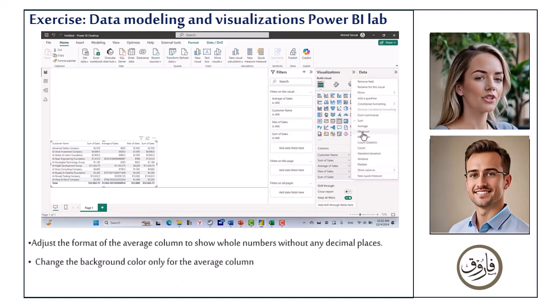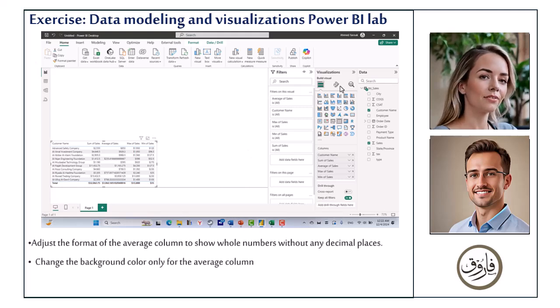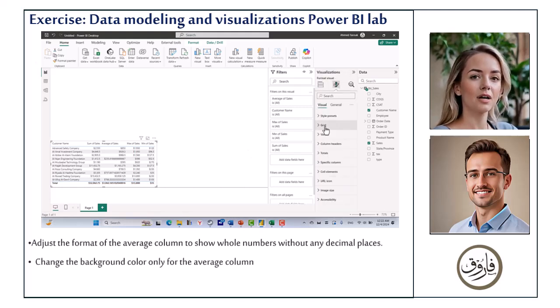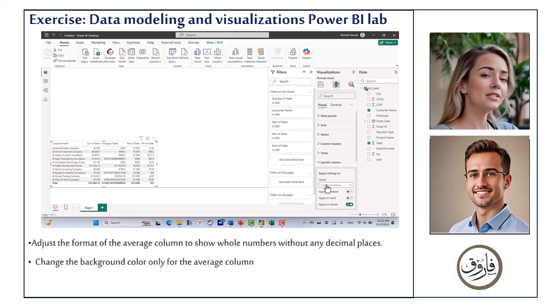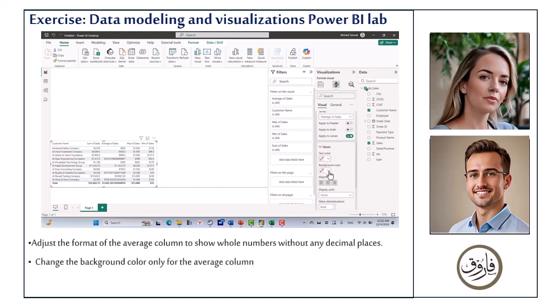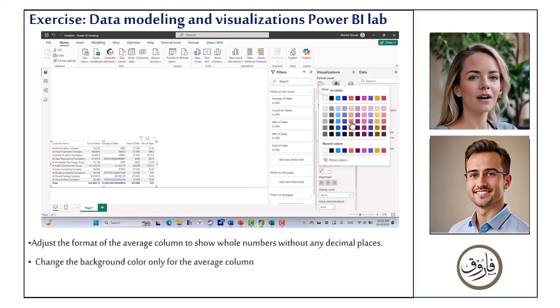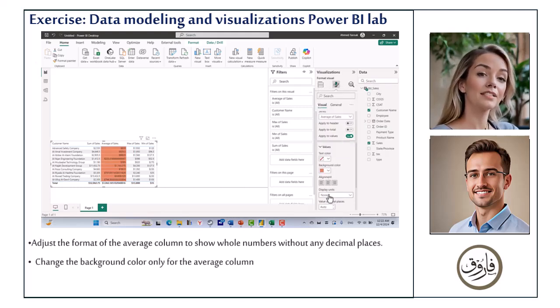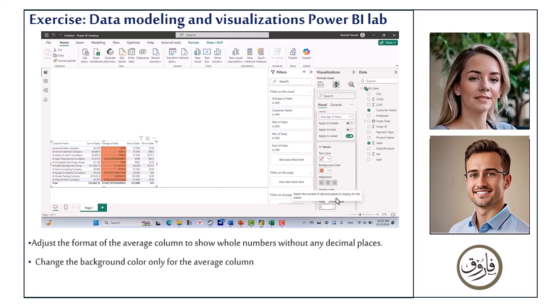Great, Alex. You created the table, but if you look carefully, there's an issue with the average column's decimal places. We need to find a way to handle the decimal places for this column only. Use the Format pane, select the specific column, average, and apply different background and decimal place settings.